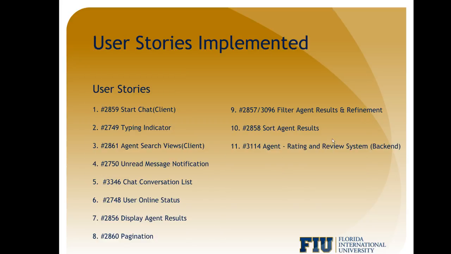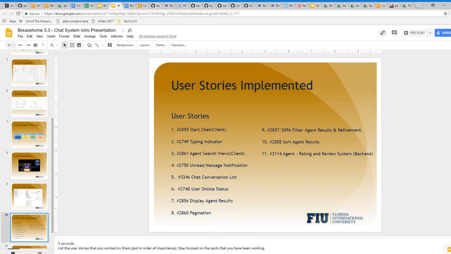And the user stories that we have implemented for this semester are the start chat of the client, the typing indicator, the agent search views of the client, the unread message notification, the chat conversation list, the user online status, display agent results, pagination, go to agent results and refinement, sort the agent results, and finally agent rating and review system at the backend. So now I'll be doing a quick demo for all of our user stories.